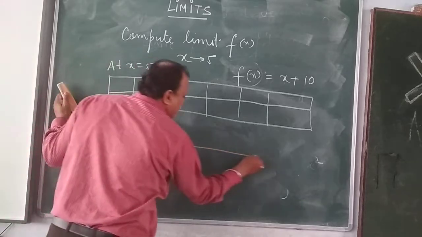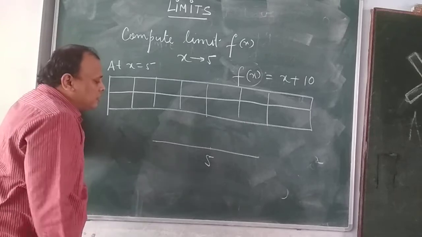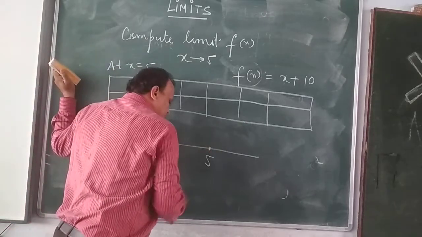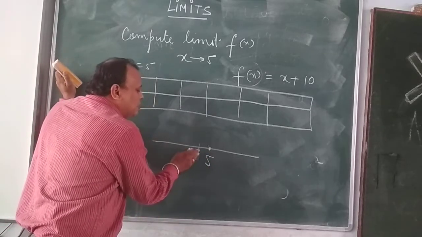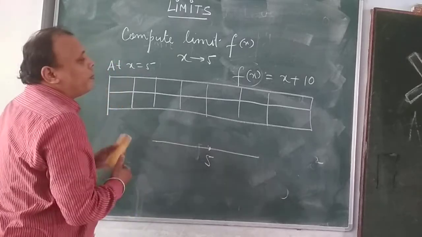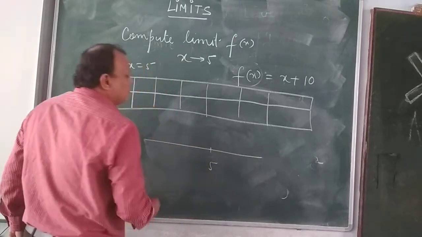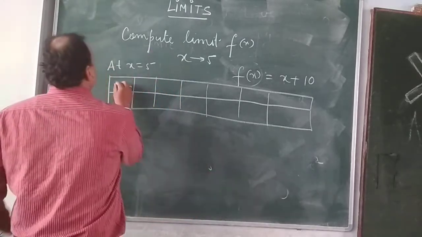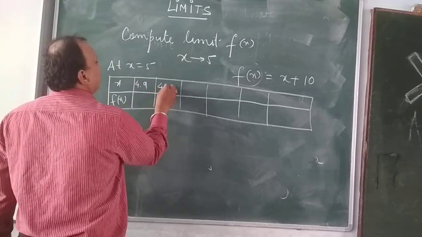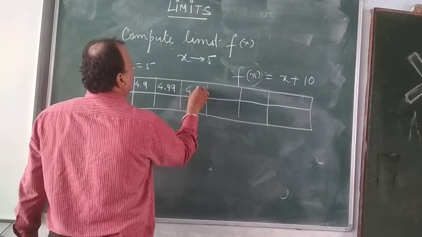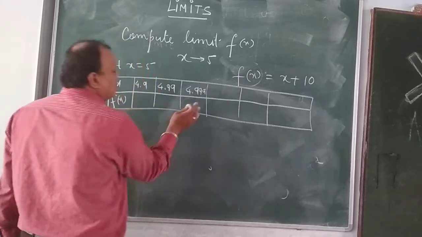When you consider x is equal to 5, let us calculate the neighborhood values. Let us visualize the neighborhood of 5. From the left hand side, the neighborhood of 5 comprises different numbers like 4.9. You can consider like this, your x, f of x. Suppose I take 4.9, I can take 4.99, I can take 4.999. This is from the left hand side.